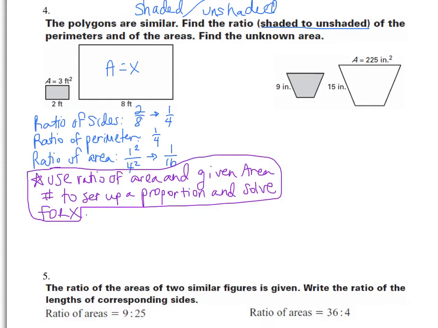Okay, so I'd like you to push pause and go ahead and write out what I just said. So use the ratio of the area and the given area number to set up a proportion and solve for x. So that's what we are going to do next. So let's go ahead and do that.